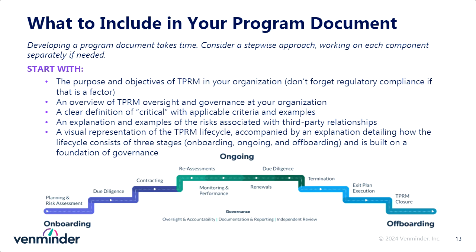Well, we want to start with all the purposes and objectives of third-party risk management in your organization. We want to provide an overview of oversight and governance. We want to make sure we include our definitions for criticals, with an example, and we want to give a clear explanation of the risks associated with third-party risk management. So help your vendors understand the difference between operational risk, financial risk, business continuity risk, and concentration risk. You also want to provide visual representations of the life cycle and explain each of the steps and stages within.